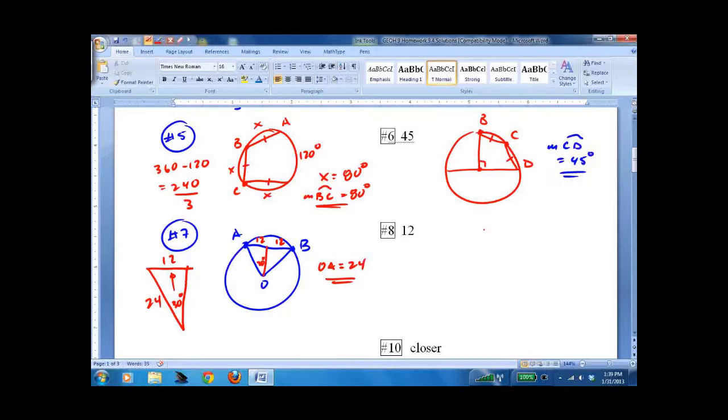Number 8. Got quite a few chords here. One here, one here. Perpendicular, perpendicular. Horrendously drawn, so we'll try and clean that up a little bit. And OM equals ON, 7 and 7. CM equals 6, so this is also 6. EF, which is here and here, has to therefore equal 12.